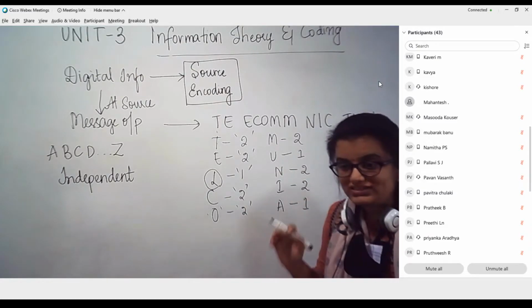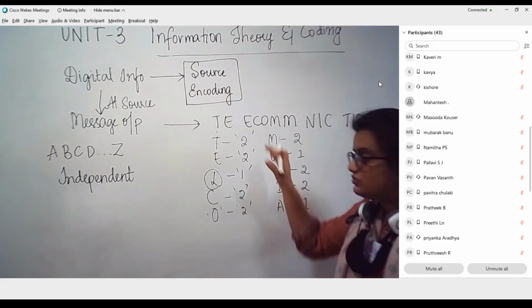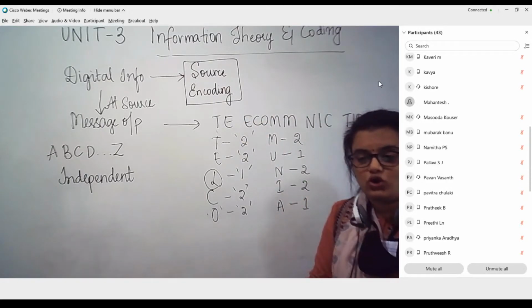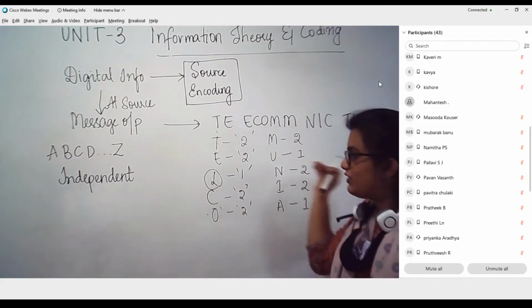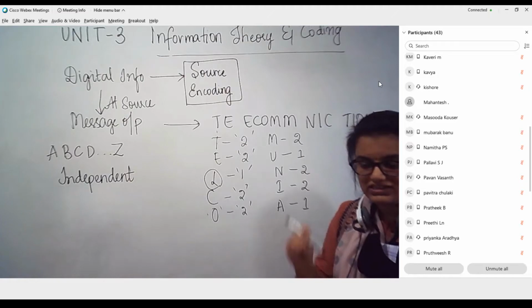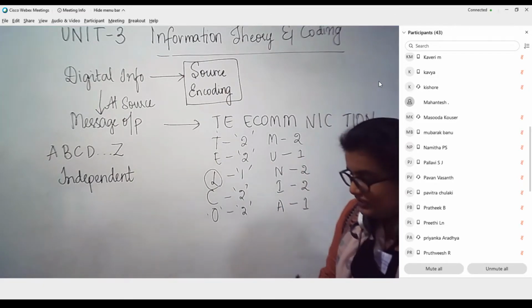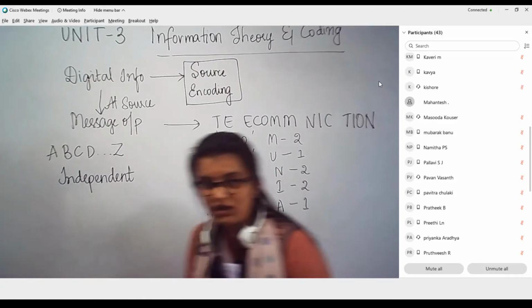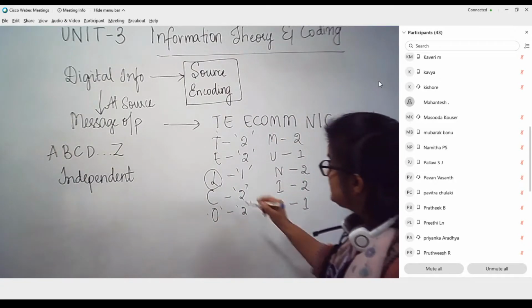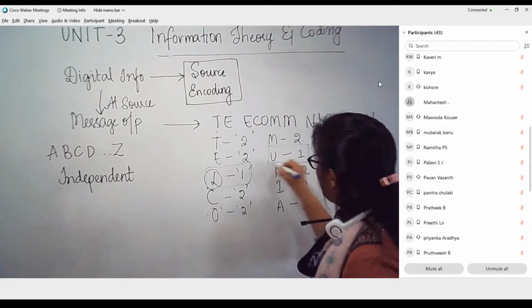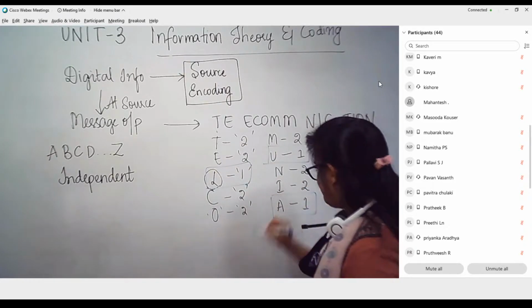So what does that mean? Whenever I am trying to reconstruct the same information on my receiver, I should know which are all the key alphabets in the information that is available to me. That is a checkpoint. So even if I miss some T or some N, it is okay, but I should not miss out the alphabets or the information which are least probable.